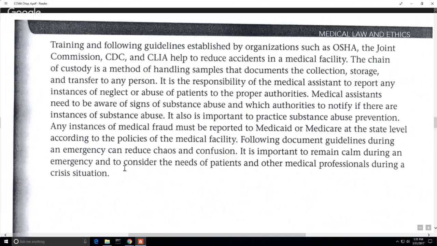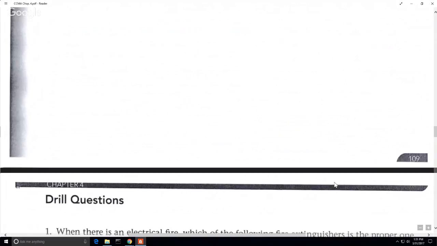And following document guidelines during an emergency can reduce chaos and confusion. So it is important to remain calm during an emergency and to consider the needs of patients and other medical professionals during a crisis situation.